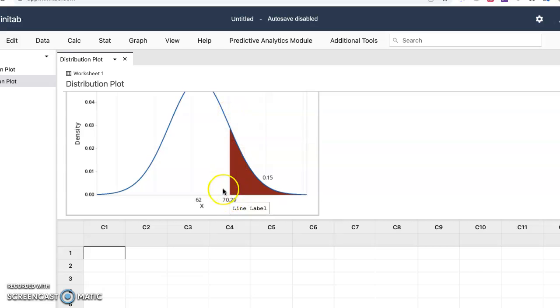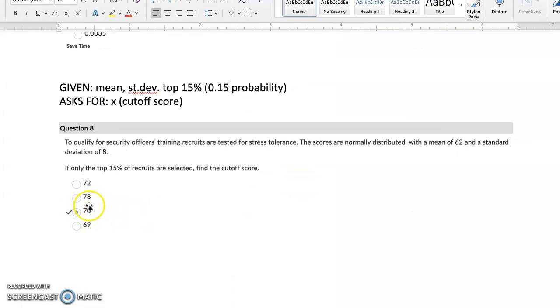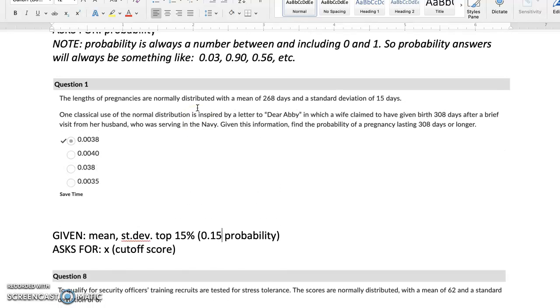That is 70.29. So rounded, that is your 70. Okay, so a lot of those are rounded even if it doesn't tell you to. So I hope that helps you understand it a little bit more.